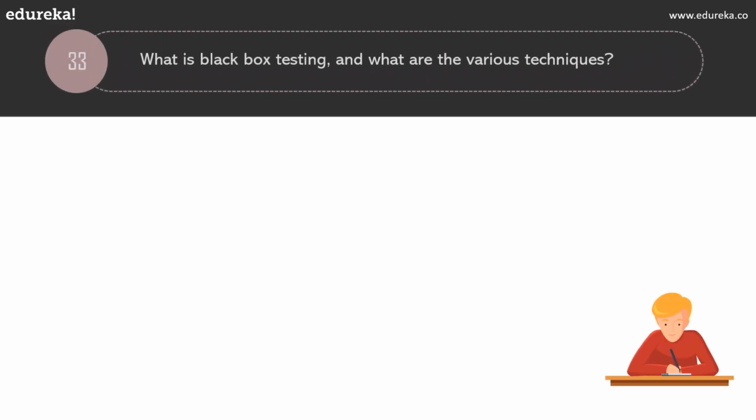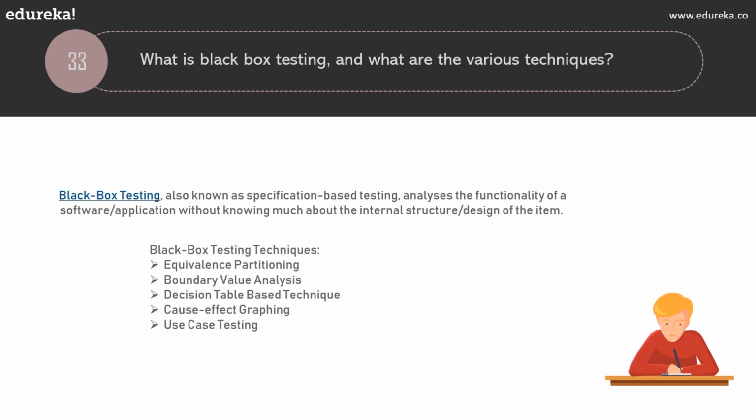The next question that we have is, what is black box testing and what are the various techniques that come under black box testing? So black box testing is also known as specification based testing. It analyzes the functionality of the application without knowing much about the internal structure or design of the application that's being tested. So what's the purpose of black box testing? Well, it's to check the functionality of the system as a whole to make sure that it works correctly and it's meeting the user demands. You have various techniques that pop up under black box testing, like equivalence partitioning, use case testing, cause effect graphing, and many others.